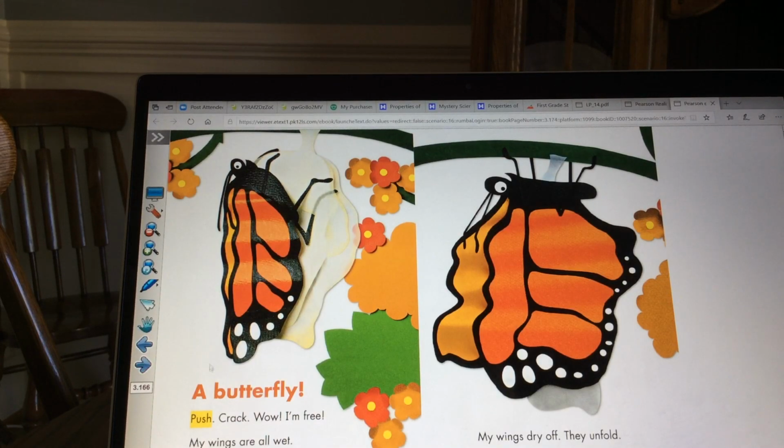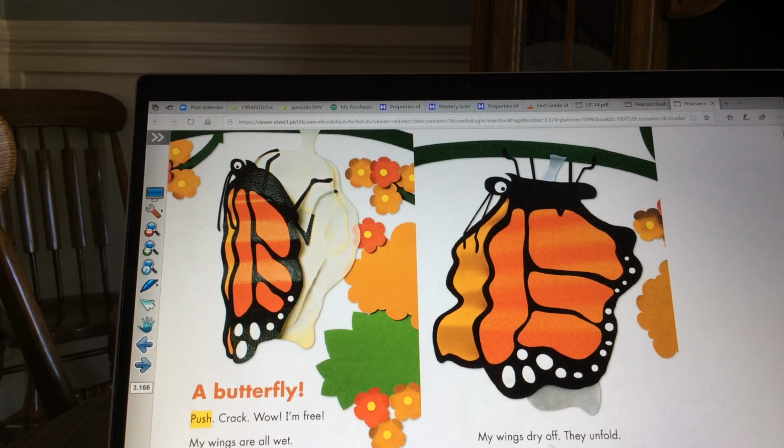A butterfly. Oh, I love this text feature. See how it's orange and it's bigger? It's an important part of the story. A butterfly. It's like the big finale. Sometimes it's the big part of the story. "Push, crack, wow, I'm free. My wings are all wet." And we know what's going to happen next.